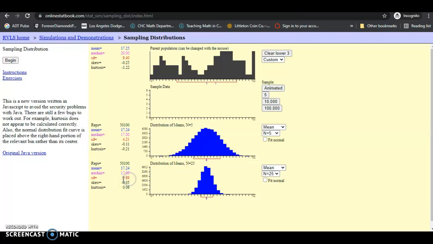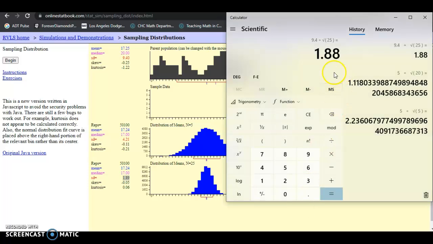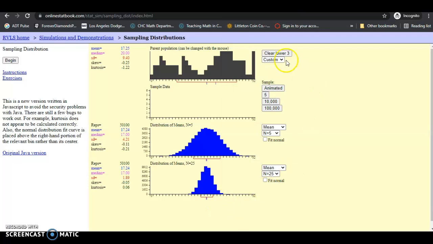According to our simulation, the standard deviation of our sample means for random samples of 25 individuals is equal to 1.89, which very closely matches the answer we're getting from the formula, the population standard deviation divided by the square root of the sample size. So this is how the central limit theorem works, and we can see that the central limit theorem is definitely true, especially for larger sample sizes. Thank you for watching.